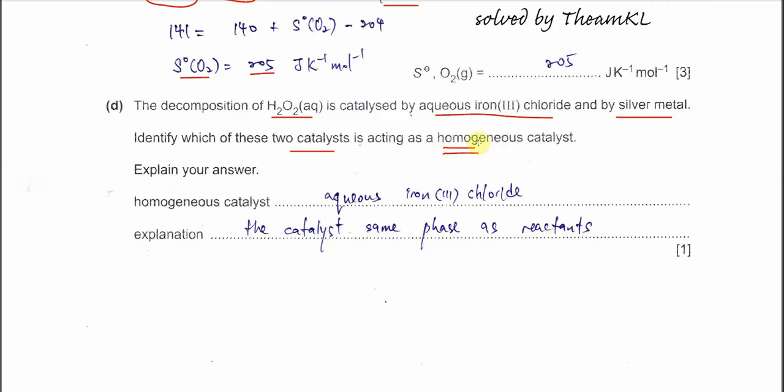Homogeneous, we know that the catalyst must be in the same phase as the reactants. The iron(III) chloride solution is aqueous, and H2O2 is also aqueous, so they are in the same phase. So the homogeneous catalyst is the aqueous iron(III) chloride. The explanation is very easy because the catalyst is in the same phase as the reactants, and the reactant is H2O2 aqueous.